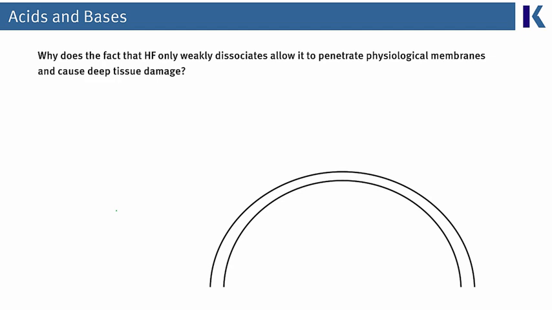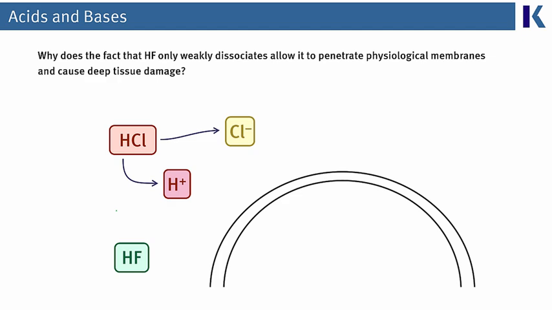So let me hand this question off to you. If I have HCl and hydrofluoric acid, the fact that HCl is a strong acid means it's going to immediately dissociate into protons and chloride anions. Hydrofluoric acid, being a weak acid, will hold it together. Why does this explain why HCl only burns the outside of your body, your skin, whereas hydrofluoric acid can penetrate through tissues and enter your circulatory system?